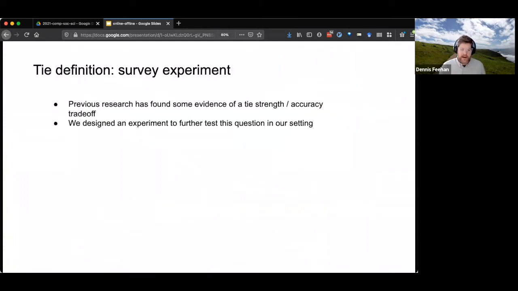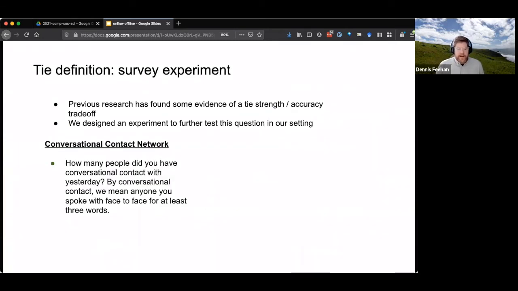And the study that I'm talking about today included an experiment that was embedded in it to further test this question. And what that experiment did was to randomize respondents to report about one of two different possible types of network. So the first type of network is called the conversational contact network. And this is based on asking respondents, how many people did you have conversational contact with yesterday? Where conversational contact meant people you spoke with face-to-face for at least 3 words.